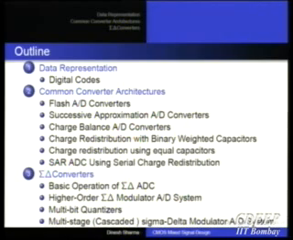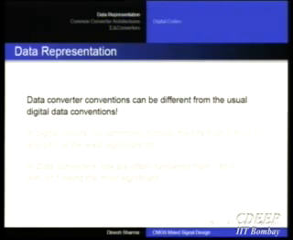Then we will first look at the common converter architectures: flash converters, successive approximation, charge balance, charge redistribution, etc. And then eventually we will look at a class of converters which are called sigma delta converters. These are oversampled converters in which you sample the analog quantity more often than necessary and improve resolution as a result of this. So it's a speed versus resolution trade-off. So this is roughly what we intend to do in this module. So first let's look at data representation.